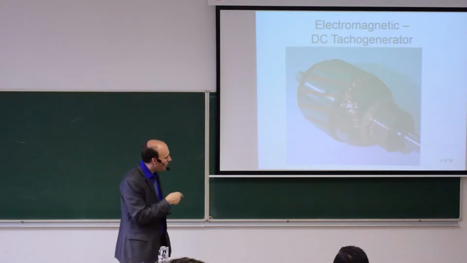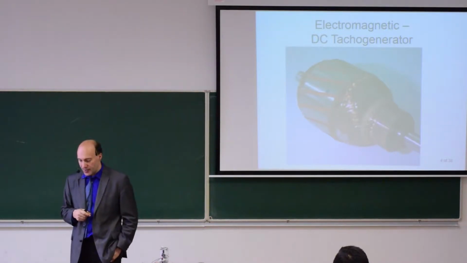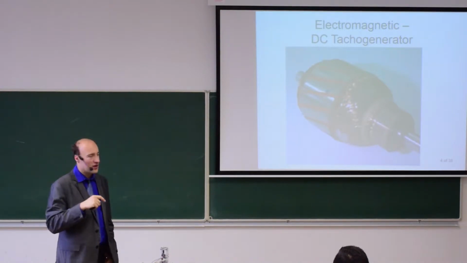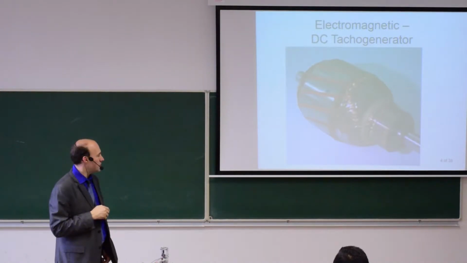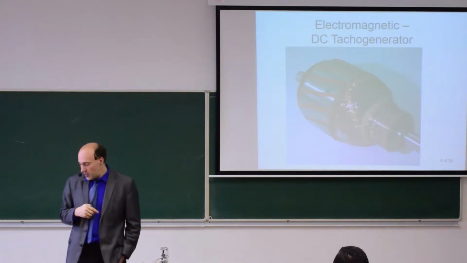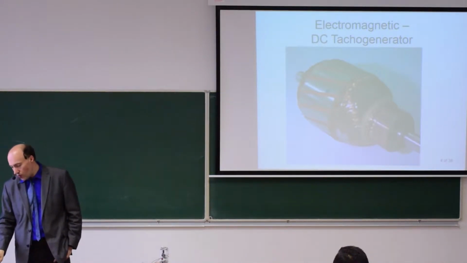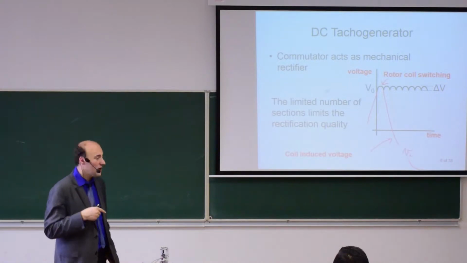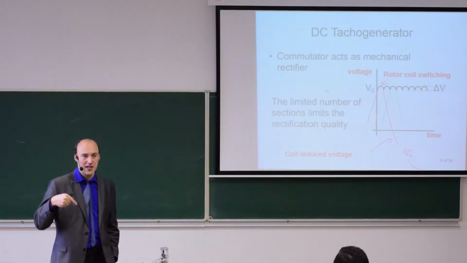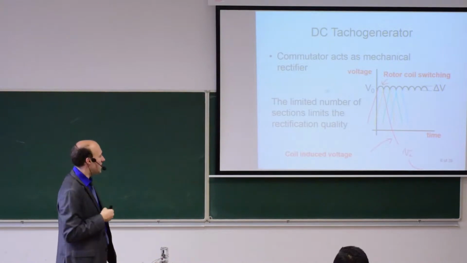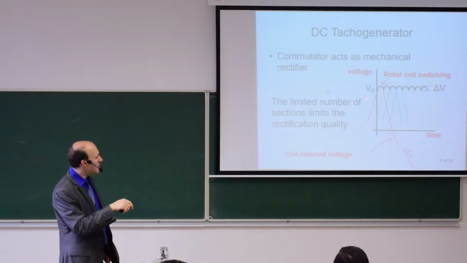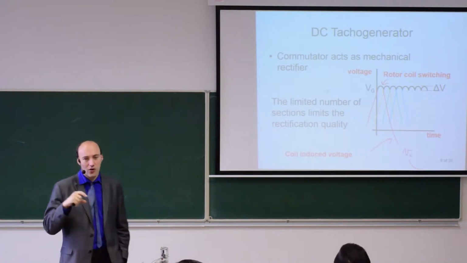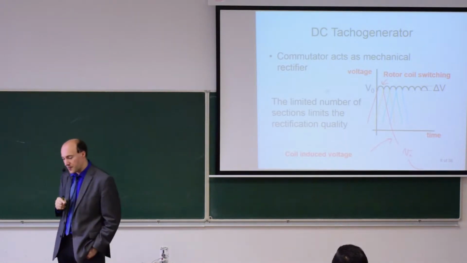So there are more than one coil in the rotor, and we are able to pick this voltage from the coils. If we would use only one voltage from the one coil, we would see that it's an AC source. So it's an AC generator, and it would be a sinusoidal voltage. So if we would connect only one coil, we would see a sinusoidal voltage.